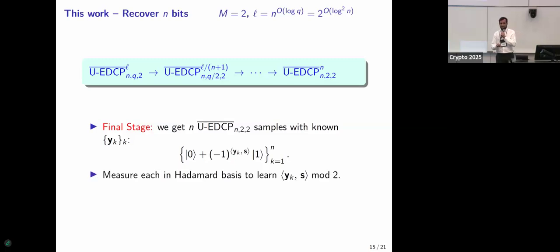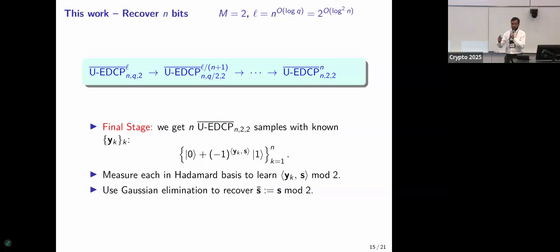So yeah, once we measure in the Hadamard basis, we can get y_k inner product with s modulo 2. And we have n many of these samples, these equations, so we can recover the last bit of the secret s. And we can continue, this one chain of reduction, this chain of combination will give the last bit of the secret s. Similarly, we can get the other bits of the secret s also.